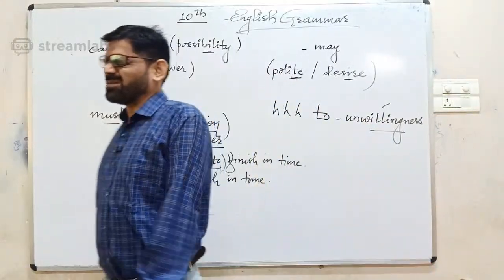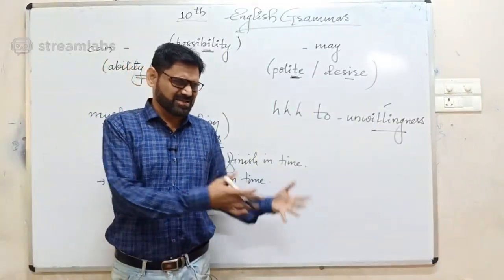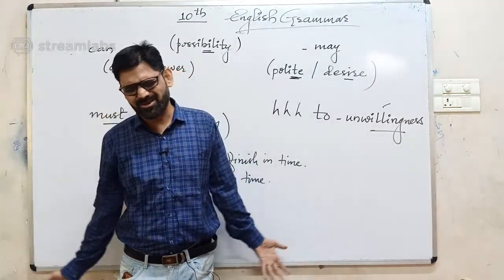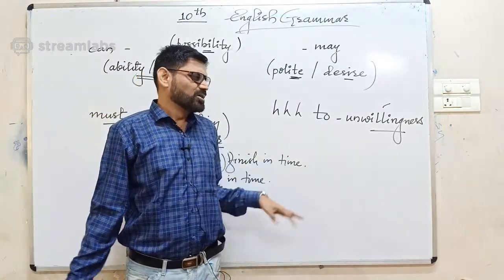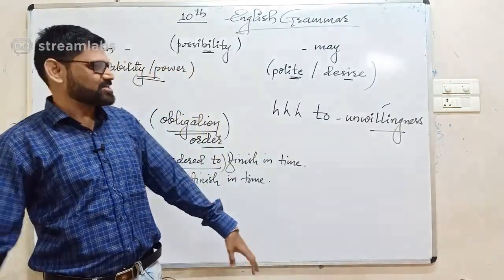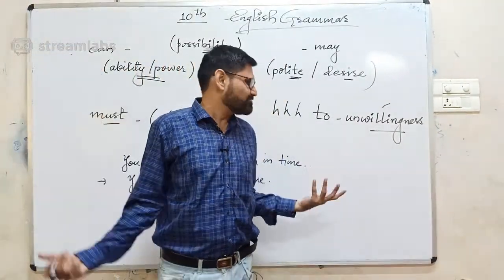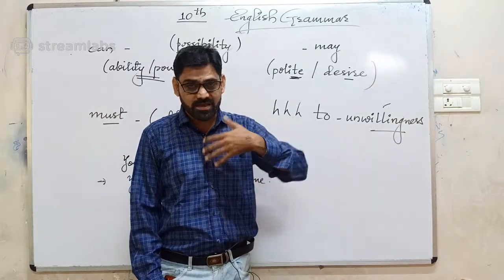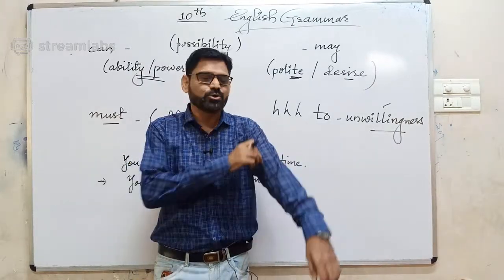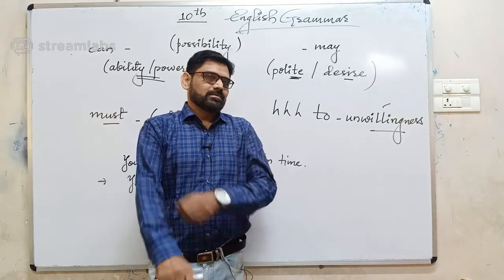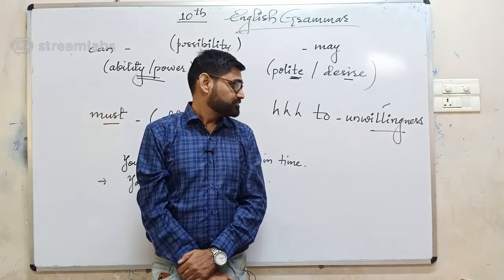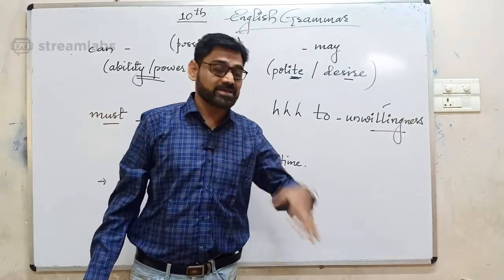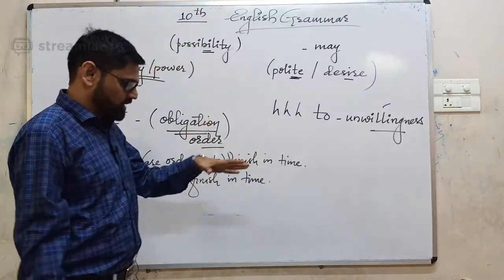I have to get up in the morning, I have to attend these lectures, then I have to attend some other work, I have to do this, I have to. She has to do it, he has to, we have to do it. All these show unwillingness of the speaker. The one who is doing these things or saying these things is unwilling to do it.